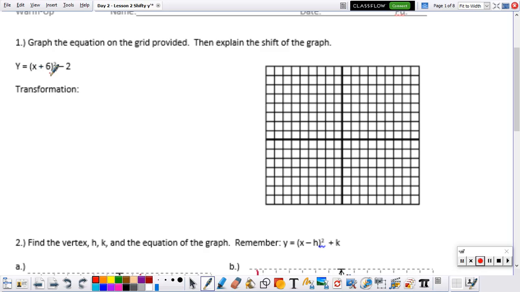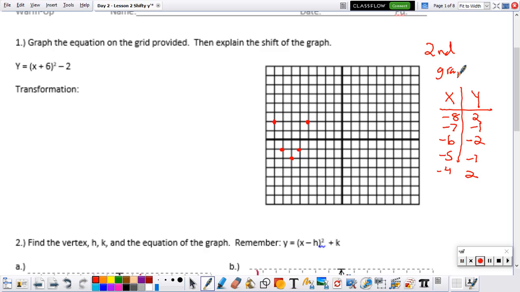So if you just type this into y equals on your calculator and went to your table, you would see a vertex at -6, -2. And you would have points here and here. If you recopied your table, that would look like this from your calculator. It would be -6, -2, -7, -1, -5, -1, -8, 2, -4, 2. And again, this is just the second graph to look at your table.